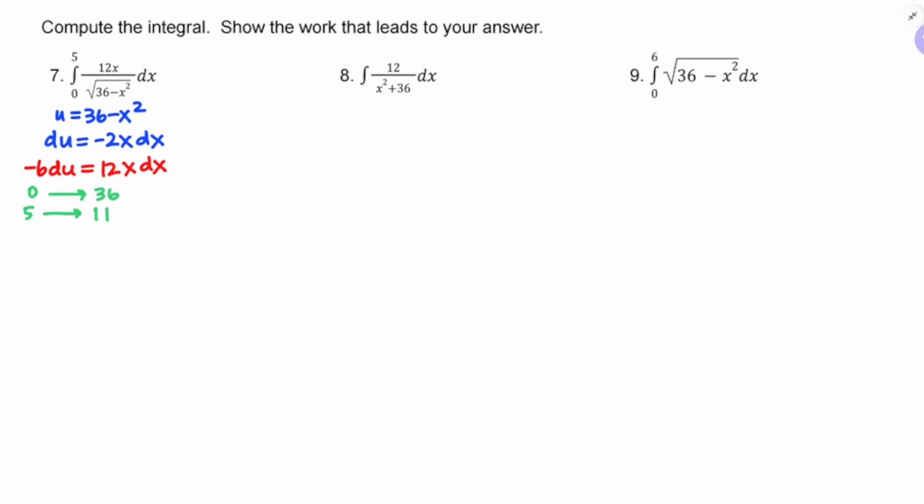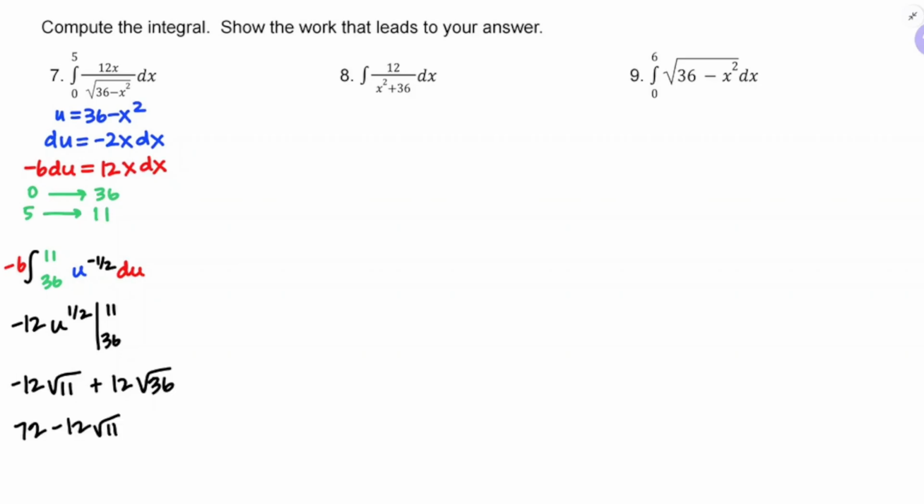So I'm going to convert my integral. I'm now integrating from 11 to 36 on 1 over the square root of u, which is still there, but the 12x dx became a negative 6 du. Now that I've got my bounds converted, I can stick totally to u for the rest of the problem. It's not an improper integral or anything, so I don't have to be all that careful. I'm going to anti-differentiate, plug in the bounds, and subtract, and then it's negative 12 root 11 plus 12 root 36, that's going to be 72 minus 12 root 11.